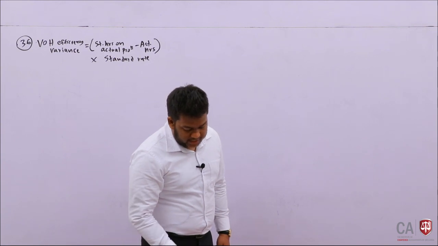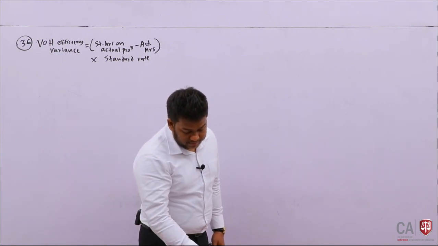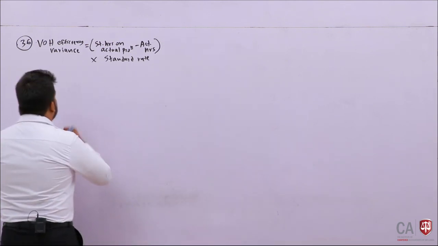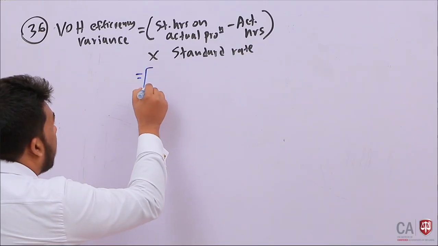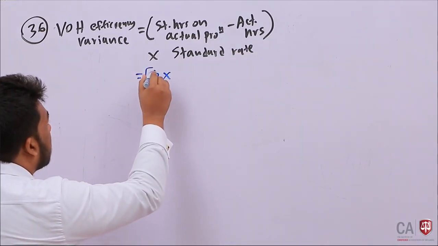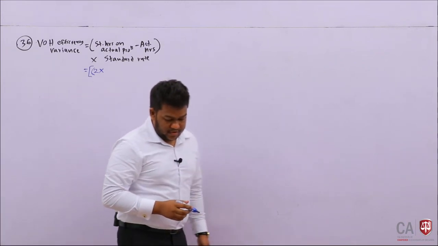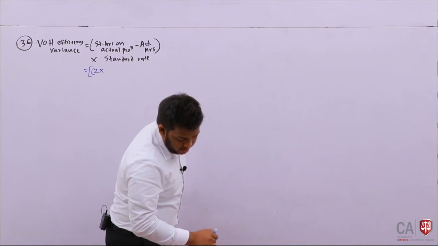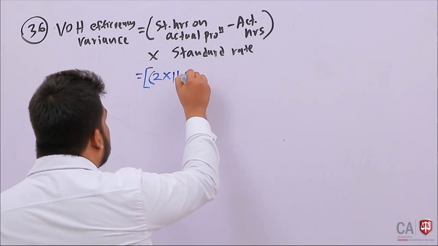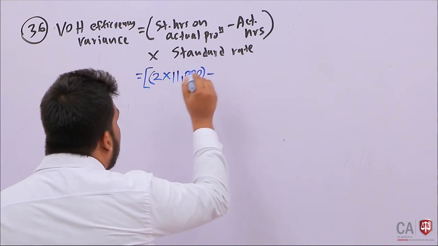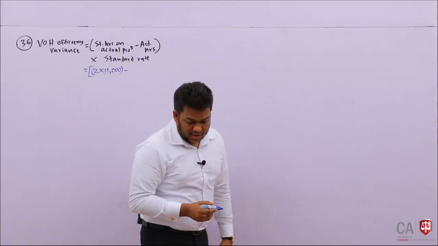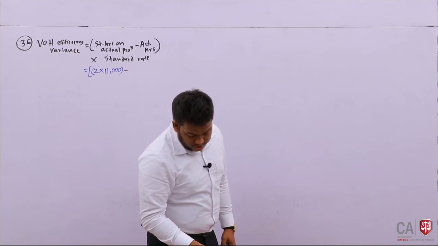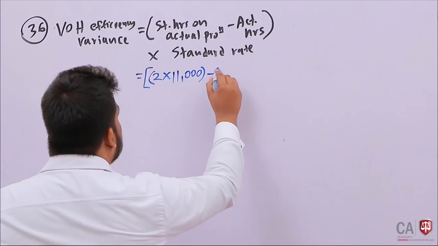Standard hours on actual production. Standard hours how much? Per unit, 2 hours of direct labor are required. So 2 hours for how many units? Actual production. 11,000 were produced. So 11,000, minus actual hours. Actual hours are 24,000 direct labor hours.